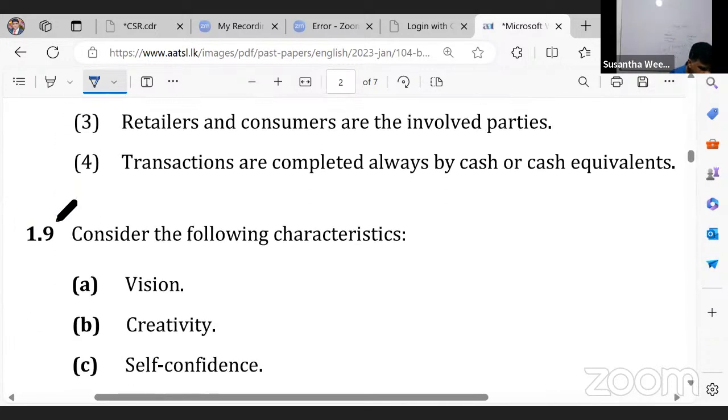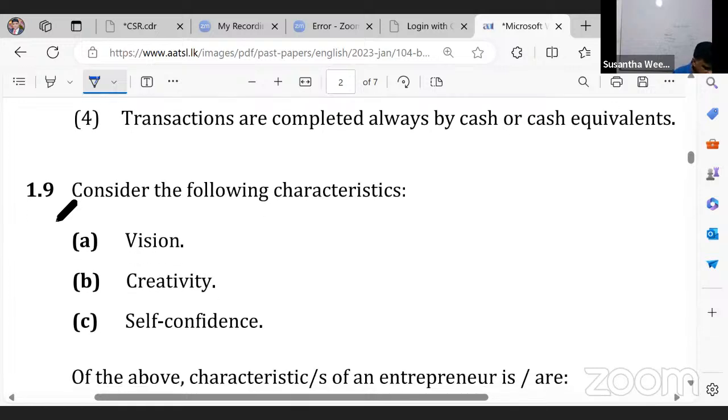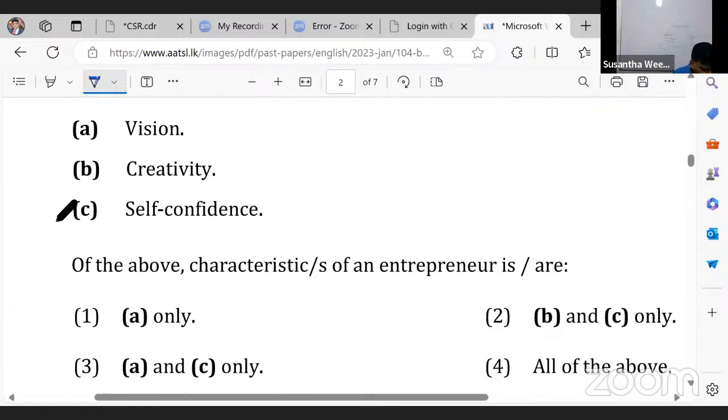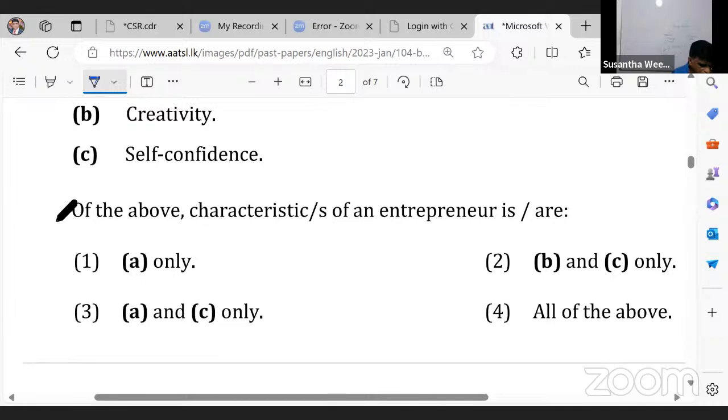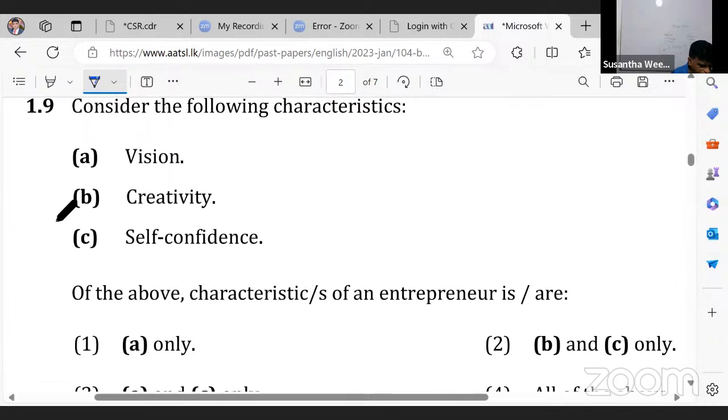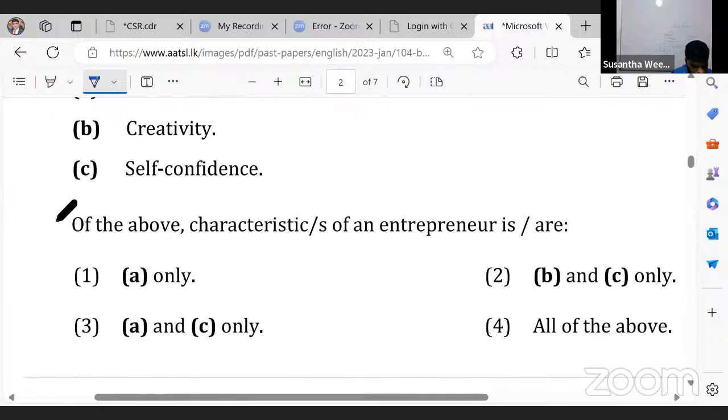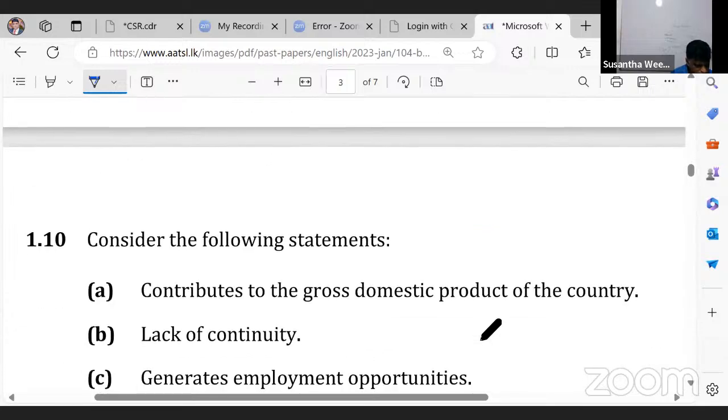19. Consider the following characteristics: vision, clarity, self-confidence. Of the above, characteristics of an entrepreneur are all this. Vision, an entrepreneur should have a vision. An entrepreneur is supposed to be creative and self-confident. Then answer.